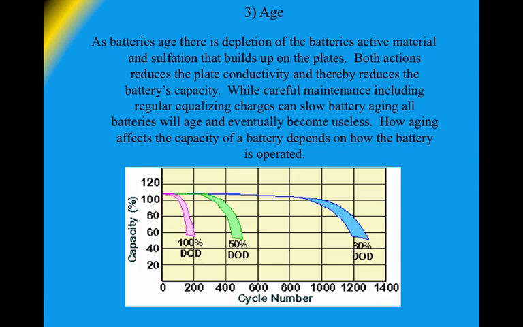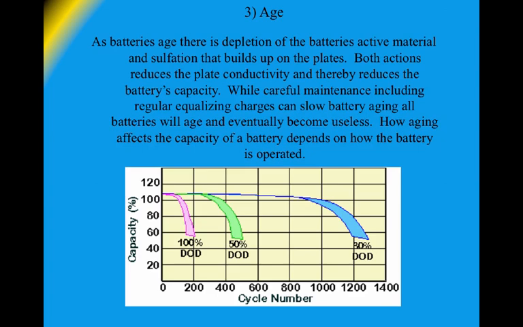The third parameter we're going to touch on now is age. As batteries age, there's a depletion of the battery's active material and also sulfation that builds up on the plates in lead-acid batteries. Both actions reduce the conductivity of the plates and therefore the battery's capacity. Careful maintenance, including regular equalizing charges, will slow battery aging, but all the batteries are going to eventually age and become useless. Now, how aging affects the capacity of a battery depends on how the battery is operated.